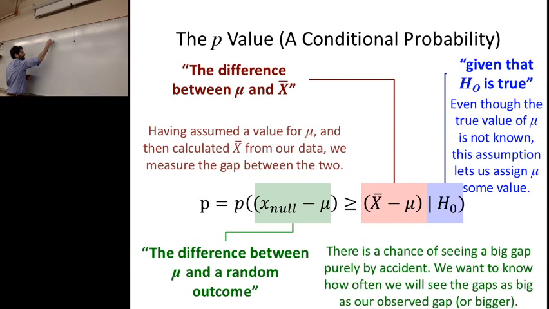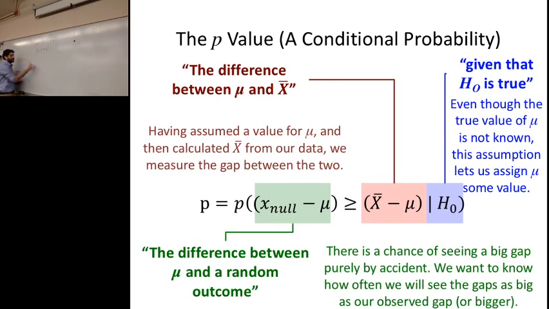So the population, if we assume the null hypothesis is true, then we know the population mean because we're just assuming it, right? This is just kind of circular. This x bar is also a number that we know. This is something that we just measure in our data.